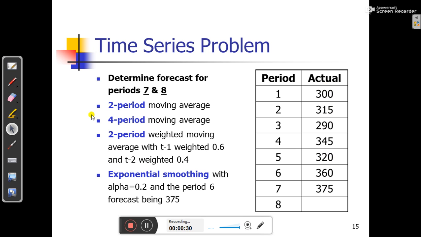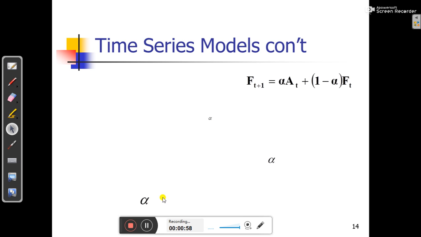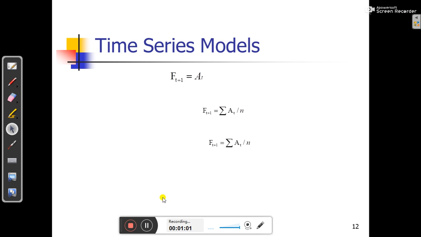So we are going to forecast using moving average or weighted moving average: 2 period moving average, 4 period moving average, or 2 period weighted moving average, where the most recent cycle gets weightage 0.6 and the other cycle gets weightage 0.4. And again exponential smoothing with alpha 0.2, the period 6 forecast being 375. That is the exponential smoothing.